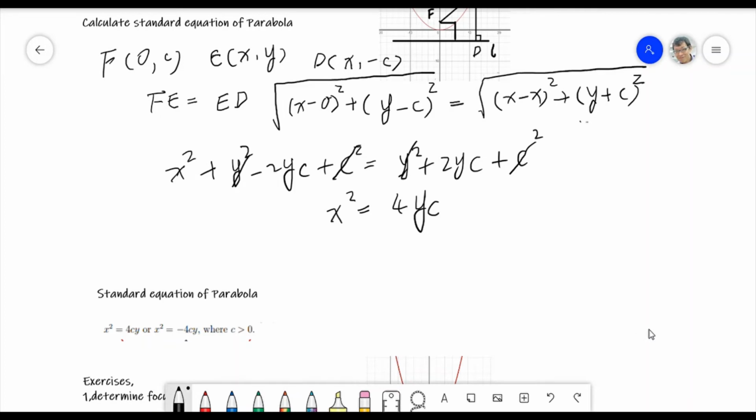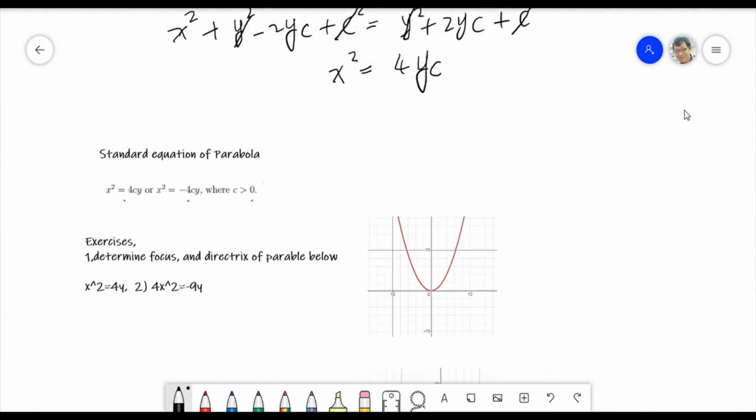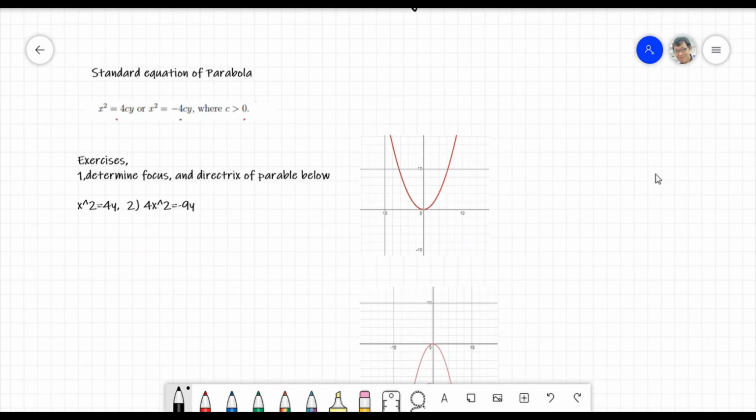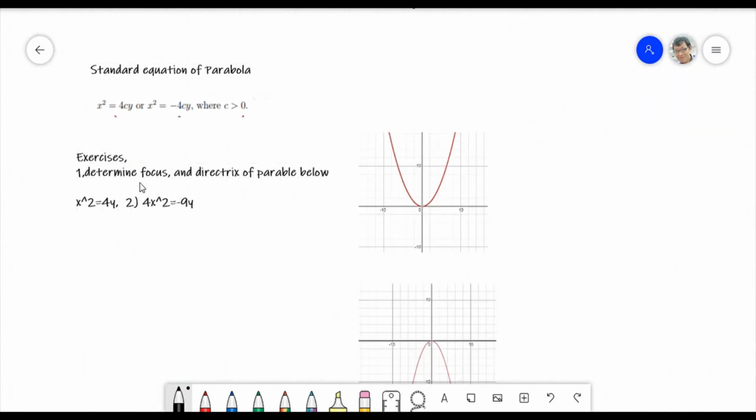So let's do some exercises. First, determine the focus. Focus is F, right? And the directrix is L, right? Of the parabola below. I have two examples. So first is x squared equals to 4y. The second is 4x squared equals to negative 9y. Here I'm writing there. I'm graphing their graph. This is the first one, x squared is equal to 4y.